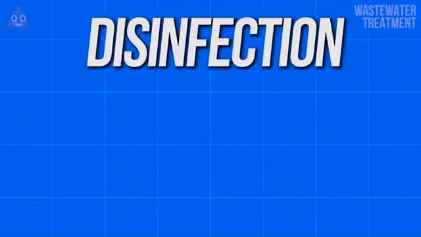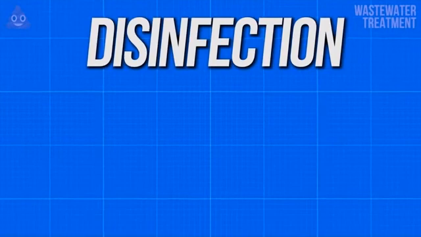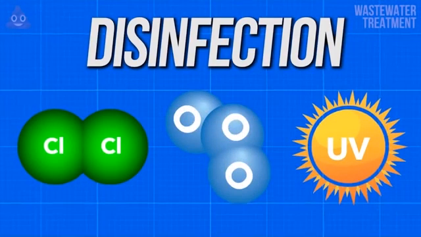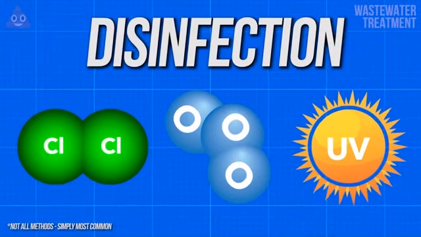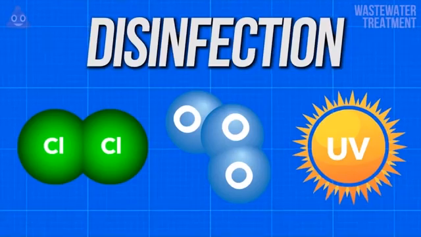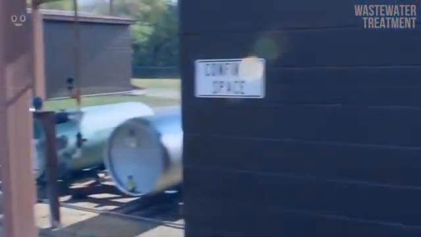Disinfection is the final step of the process and is usually accomplished in one of three ways, either through chlorine, ozone, or ultraviolet disinfection. Each process has its benefits and drawbacks, with each being used commonly throughout the wastewater treatment process across the world. Chlorine disinfects the water through chemical disinfection.